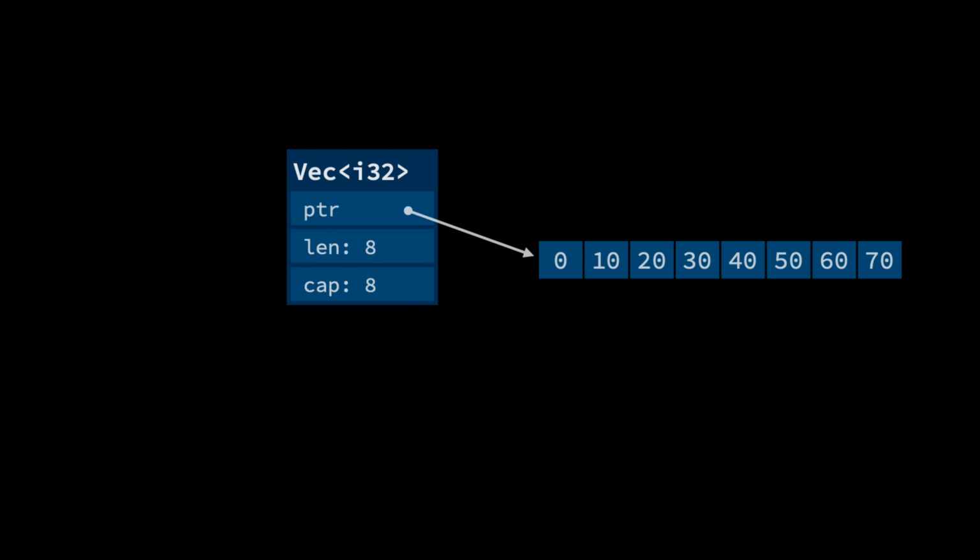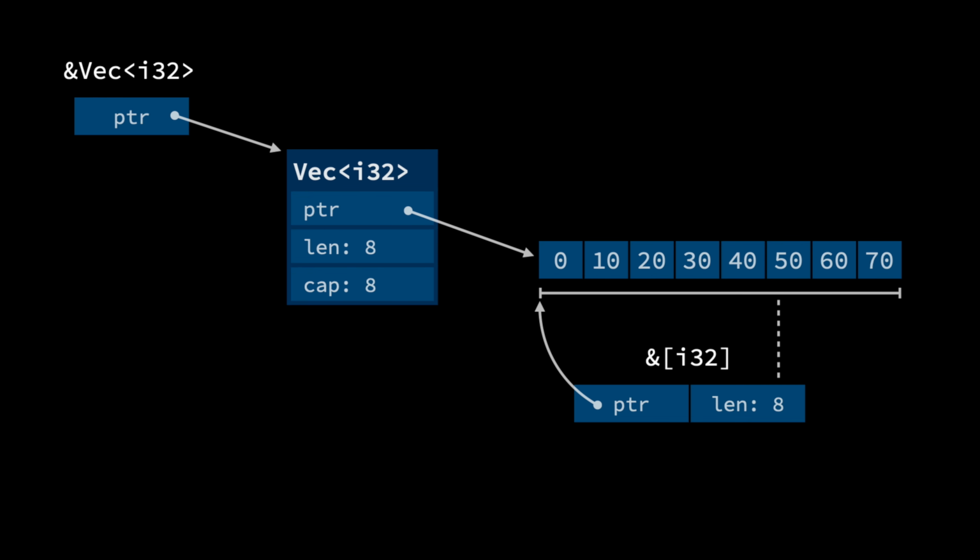Notice what's happening here. When I take a reference to the vec, to start with I just have a pointer to the struct that's held on the stack by the local variable v. That struct contains a pointer to the heap allocation as well as the length and capacity. But when I pass that reference to a function that takes a slice, somehow we end up making a slice that contains a pointer to the elements on the heap along with the length.